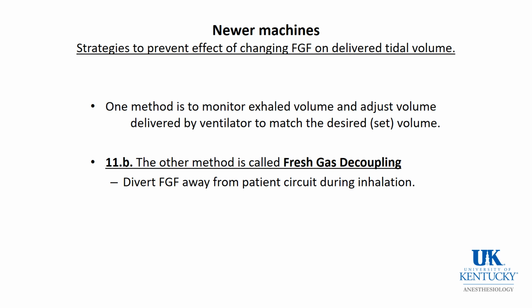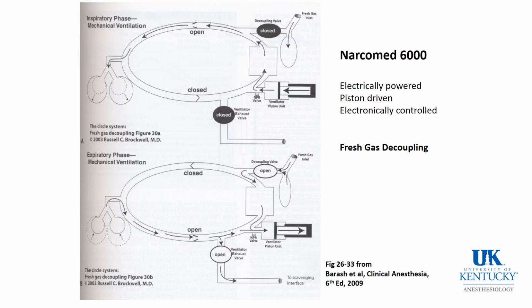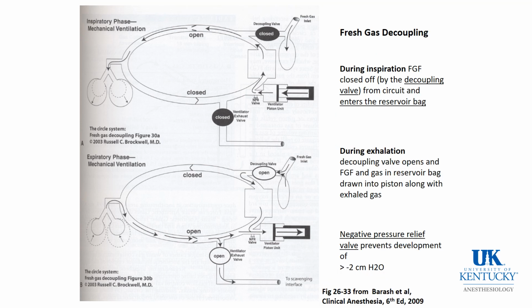The other method is called fresh gas decoupling, and I only bring this up because it's a key word. And only a few machines use it, but anyway, here. So it's on our Narkomed machines, and this is called fresh gas decoupling. You can note this on our machine if you pay attention, because you notice that during inspiration, the bag expands. That's because the fresh gas flow is coming into the bag during inspiration.